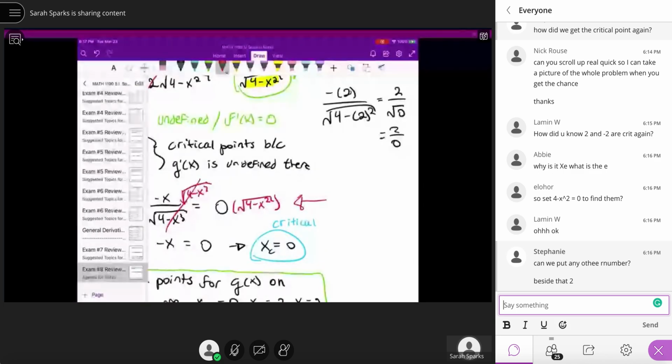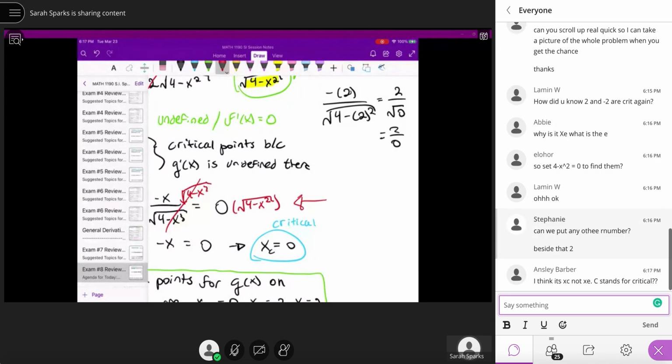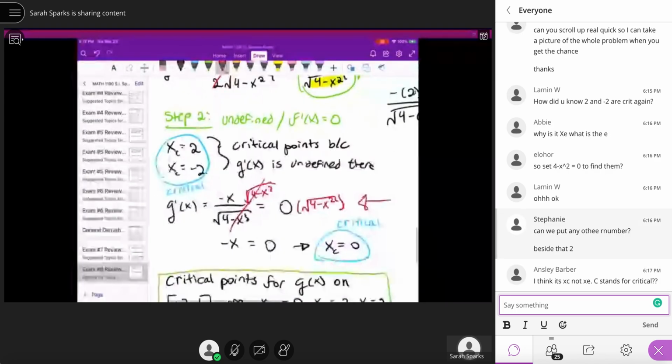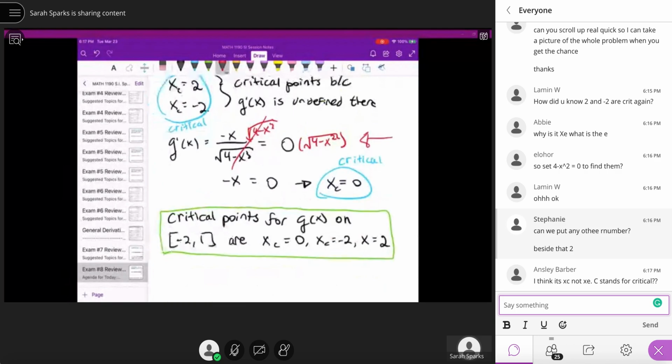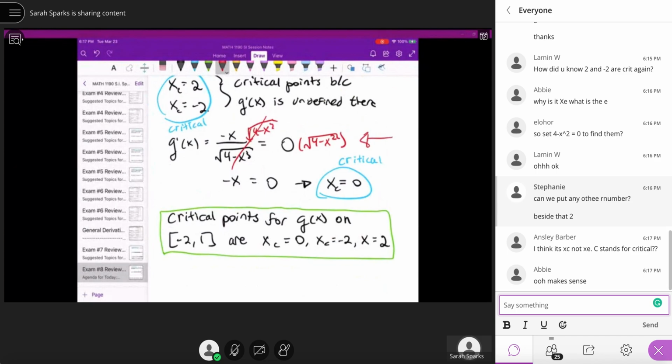But yeah, that's another way. If you don't think of where this function is undefined, you can algebraically solve for it. You just have to do this step twice. Yeah, and I was about to get to that, Abby. It's not XE, it's XC. It stands for critical point. It's the critical point of x, if that makes sense.